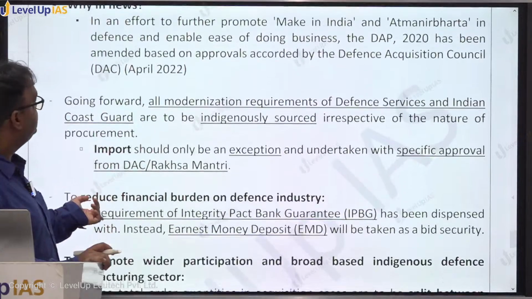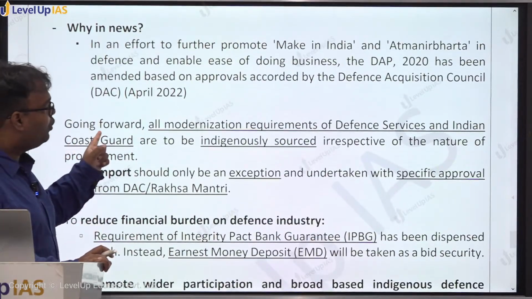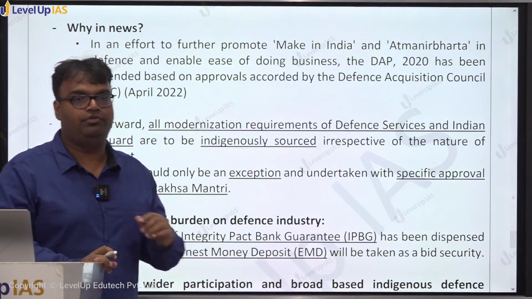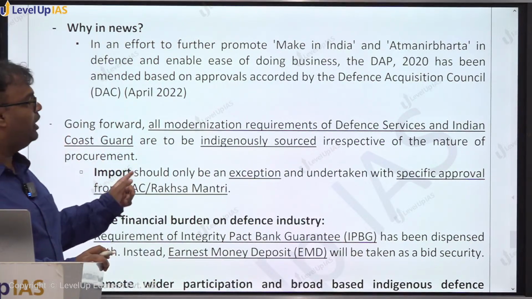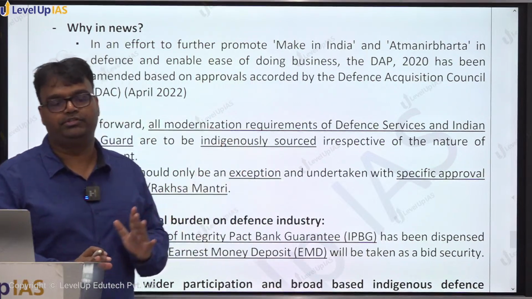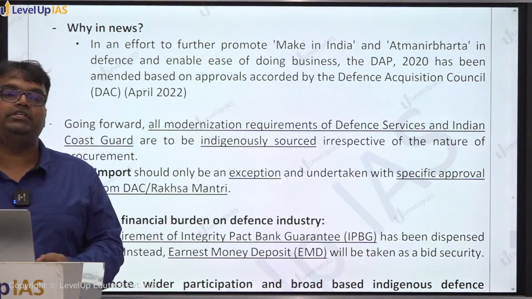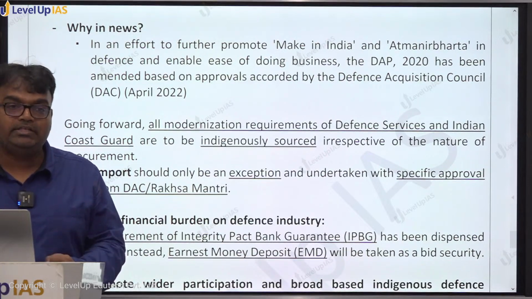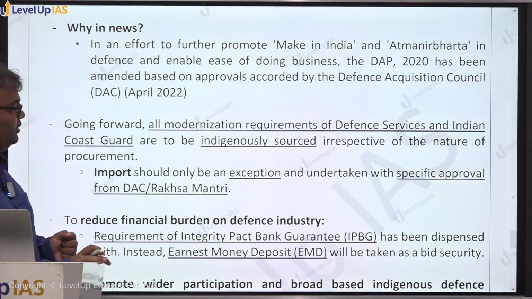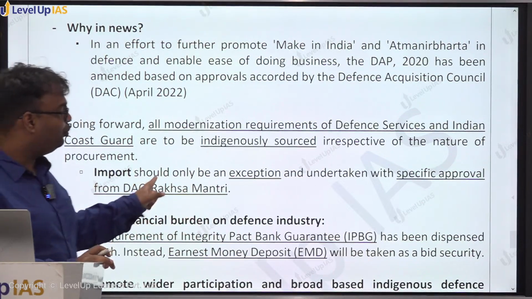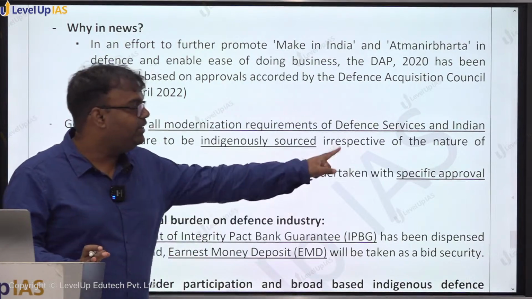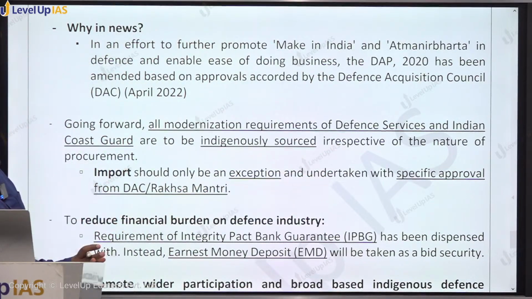What are these amendments? Going forward, all modernization requirements of Defense and the Indian Coast Guard are to be indigenously sourced. We have said that all modernization requirements should happen indigenously except in very rare, exceptional circumstances. Import should only be an exception and undertaken with specific approval from the Defense Acquisition Council and the Raksha Mantri. Acquisition from outside should be an exception.